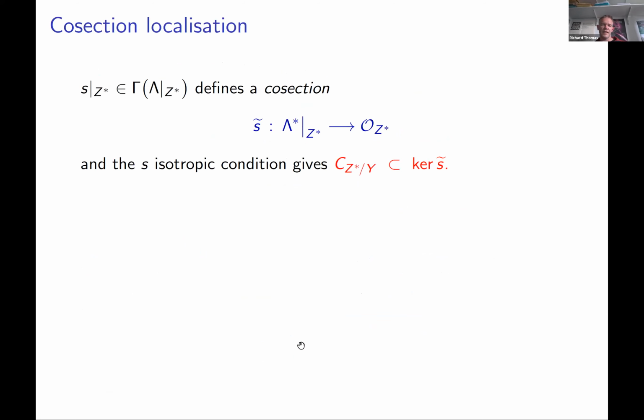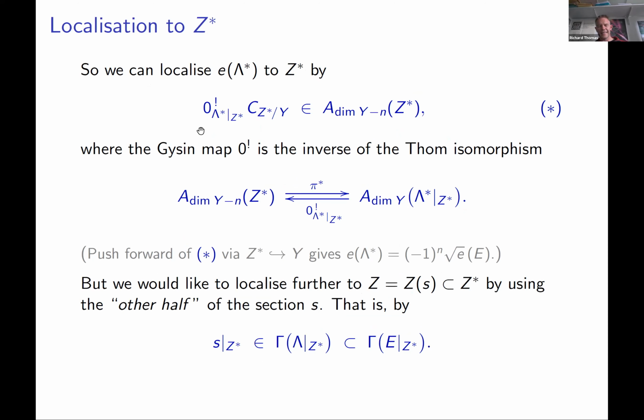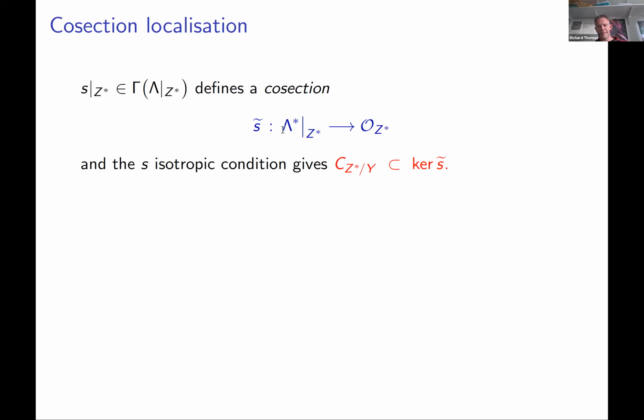This section defines something called a cosection of my original bundle. Remember, I intersected my cone inside lambda dual restricted to Z dual with the zero section. Well, that bundle has not a section, I don't have a section of it. I have a section of its dual. Instead of a map from O to it, I have the dual of that, because I have a section of lambda. So I have a map from it to O. That's called a cosection.